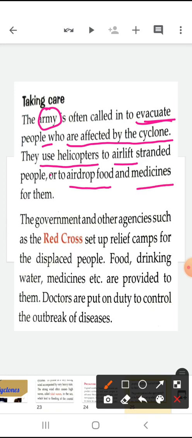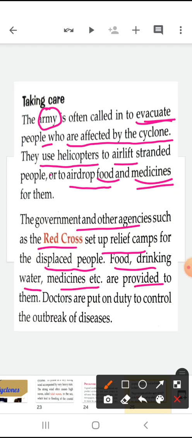If it is not possible for the army to reach the affected place, they airdrop food and medicines for the people who are affected by cyclone. Understood? The government and other agencies such as the Red Cross set up relief camps for displaced people, meaning those who have already moved from the affected place. Food, drinking water, medicines, etc. are provided to them. Doctors are put on duty to control the outbreak of diseases.